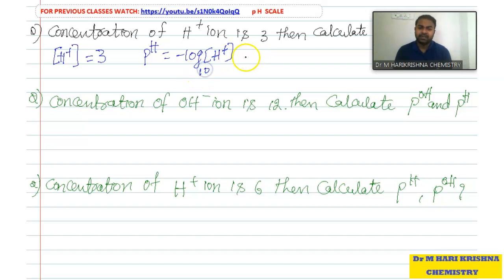base 10. So substitute that value: minus log concentration of H plus, where the concentration of H plus value is 3, base 10.